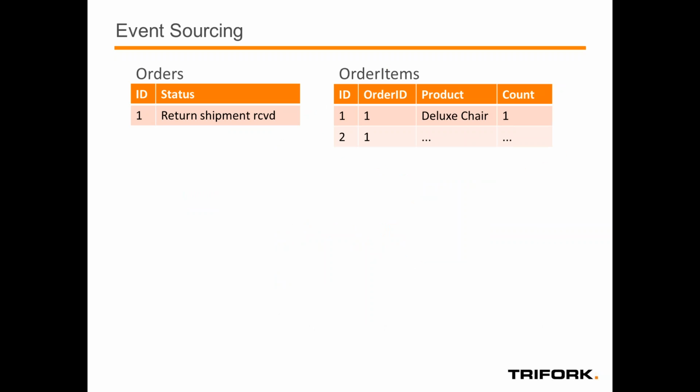So in state storage, you could have two different tables, for example, for orders and order items, and it will give you the current state of things. So in this example, we can see that we have one order with order ID 1 with the status return shipment received. And in that order, we can see that there is one luxury chair. So all we know is one chair was ordered and it was sent back.